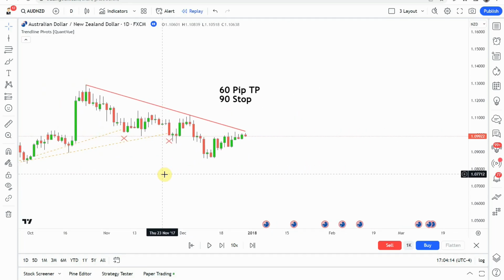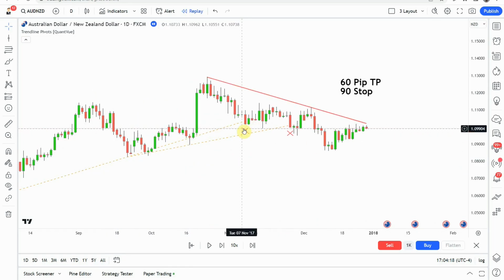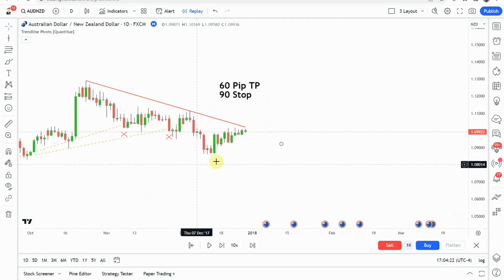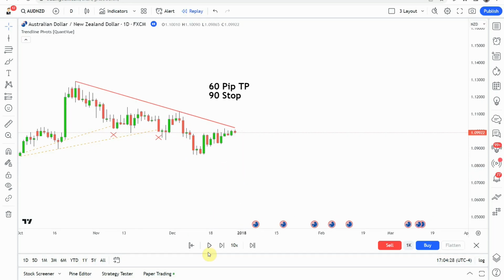And so really what we are looking for are these X's. So when we get a red X, we are going to go short. When we get a green X, we are going to go long. So let's go ahead and get on with the testing and see what we can get out of this.